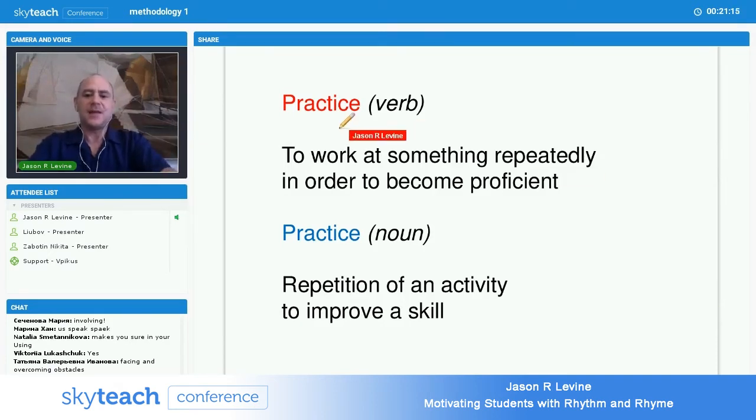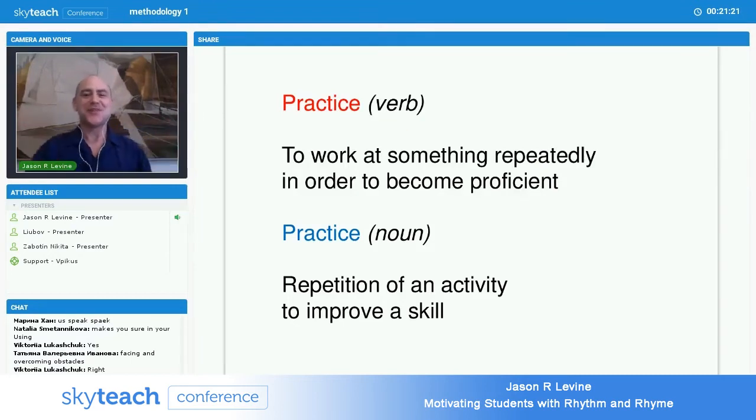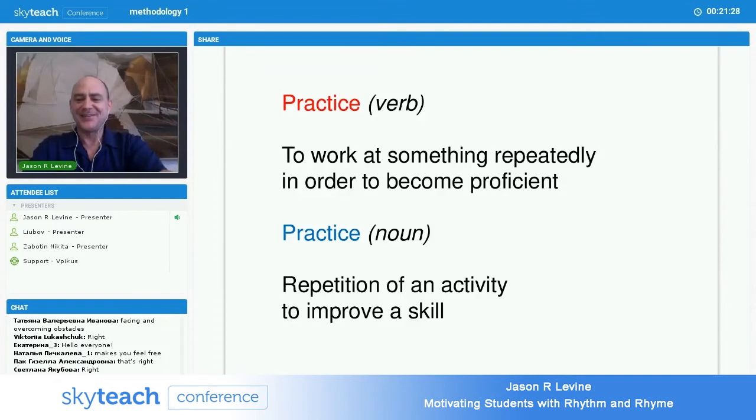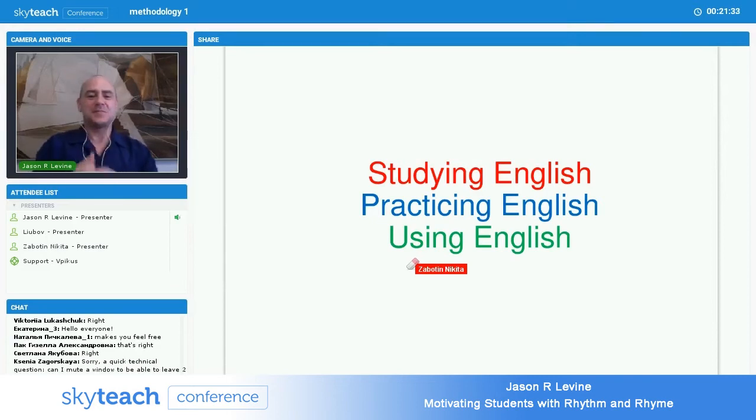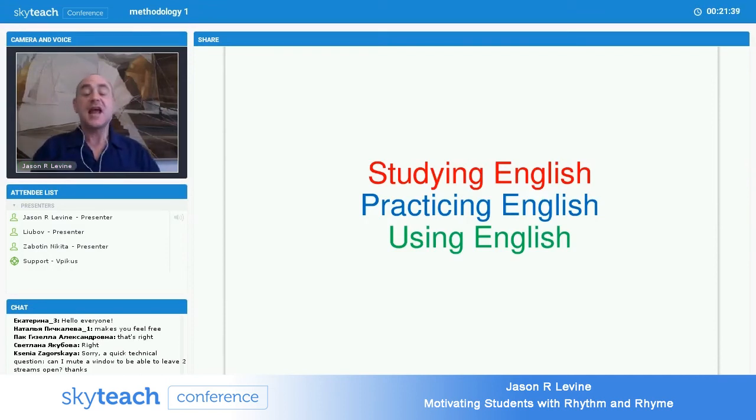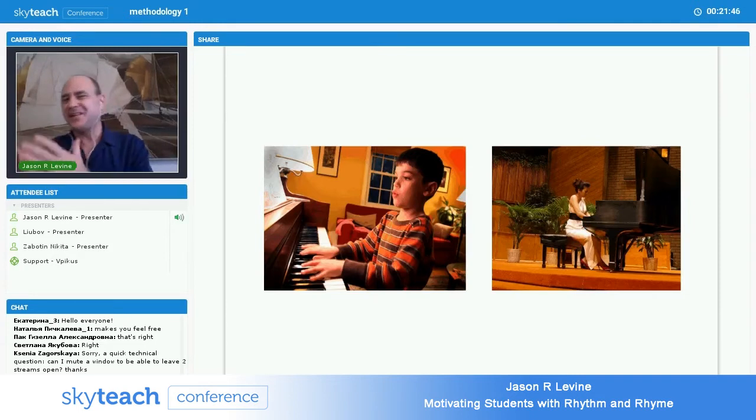So here we have two common definitions, the verb and the noun. I spell them both with a C. Apologies to anyone who feels uncomfortable with that because of British English, but I'm American, as maybe you've figured out by now. So I talk a lot about the differences between studying, practicing and using, because I think this is very useful for teachers and for students to consider. I think we all know what studying English is. For example, piano, you could study the piano, and maybe you do read a bit about it, but as soon as possible, you need to start practicing, like this little boy.